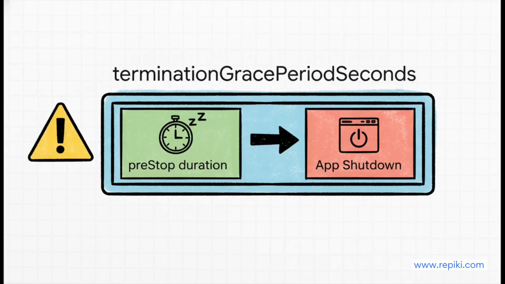Okay, one really important gotcha here. You have to remember that this sleep time counts against the pod's total shutdown clock, which is called terminationGracePeriodSeconds. So you have to make sure that this grace period is long enough to handle both your preStop sleep command plus however long your application actually takes to shut down cleanly.